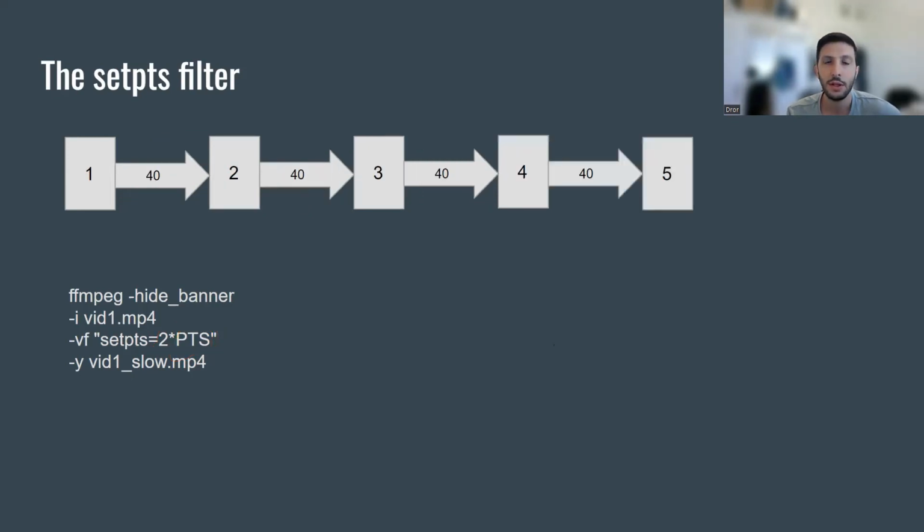Next. So if we double the PTS of all frames, that means the deltas are twice as big, meaning each frame will linger for twice as long. And now we have a 30 FPS video. Okay.